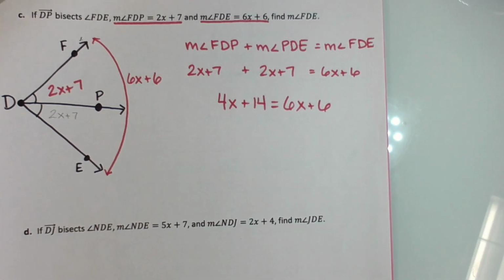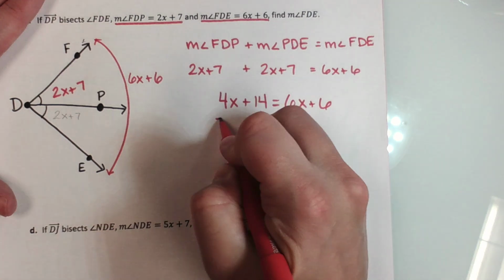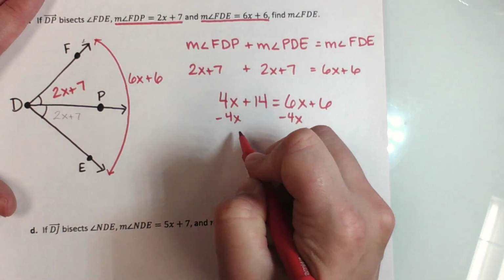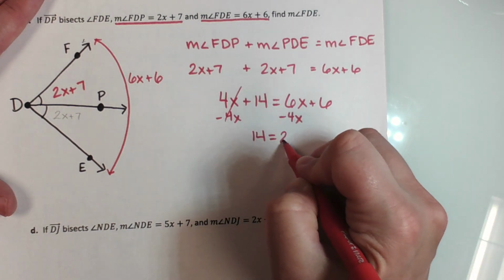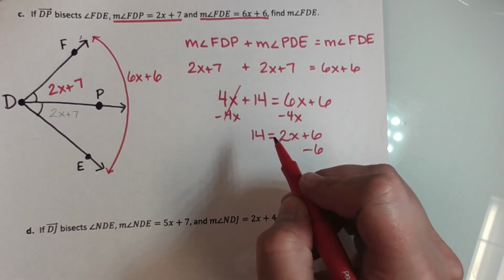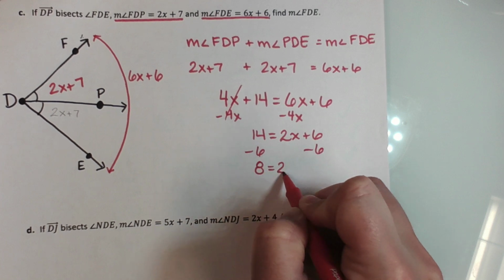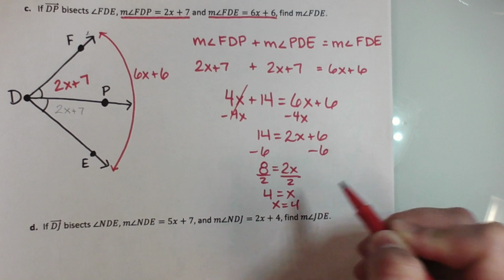Jackson, if I want to solve, what am I going to do first? Subtract 4x. You got it. That goes away. 14 equals 6x minus 4x happens to be 2x. Brody, if I want to solve this, what am I going to do next? Subtract 6. And then we divide by 2 and we get 4 is equal to x, also known as x is equal to 4.